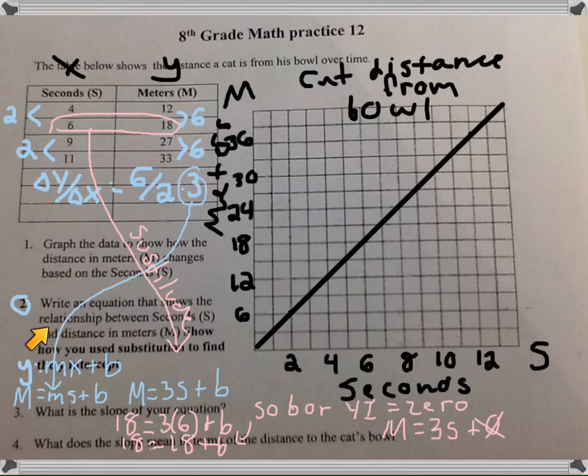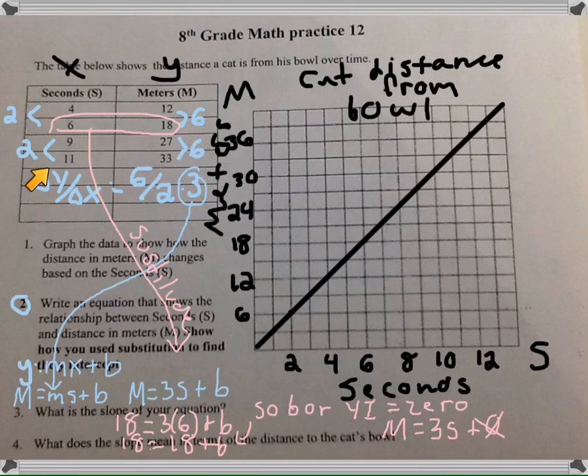Number 2 asks us to write an equation that shows the relationship between seconds and distance in meters, and then show how you used substitution to find the y-intercept. Key idea. So here I did our carets. There's a difference in how far apart the 6 and the 9 are, so I just did these two sets, so the 4 and the 6, and the 9 and the 11. So the difference between 4 and 6 is 2, and the difference between 12 and 18 is 6. Same with the difference between 9 and 11 is 2, and the difference between 27 and 33 is 6.